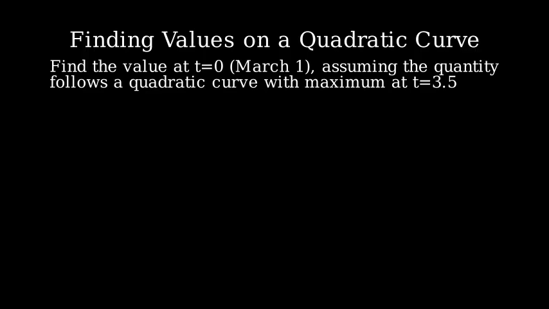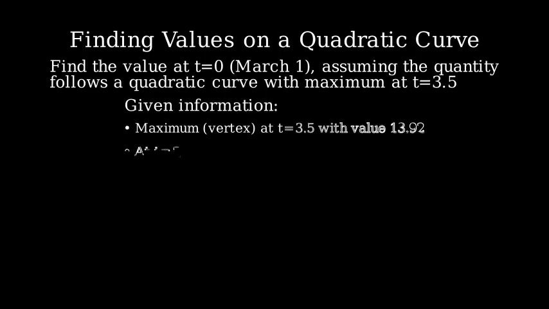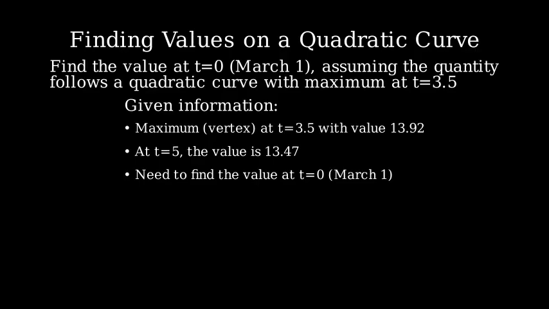Let's start by identifying what we know. We're told that the maximum value of the function occurs at t equals 3.5 with a value of 13.92. At t equals 5, the value is 13.47. We need to find the value at t equals 0, which corresponds to March 1st. We'll solve this problem using two different methods.